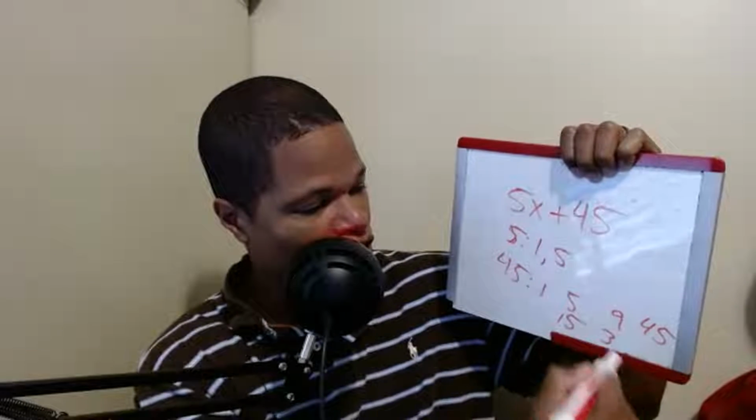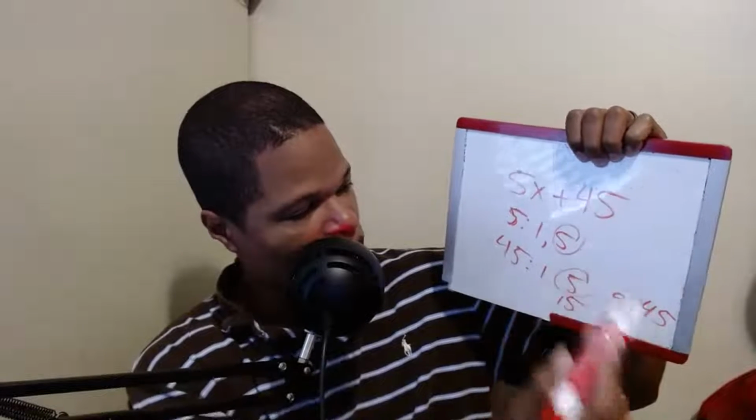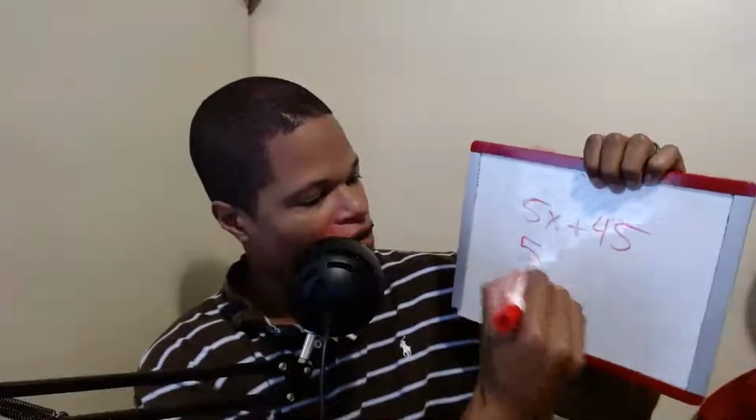I'm running out of room here. 3. You've got all these different numbers in common, but 5 is the biggest one that they both have in common, right? So we call that the greatest common factor. I'm going to go ahead and say, okay, 5 is my GCF.